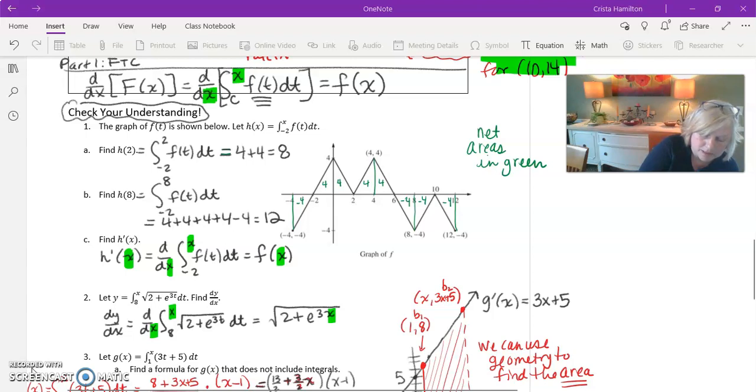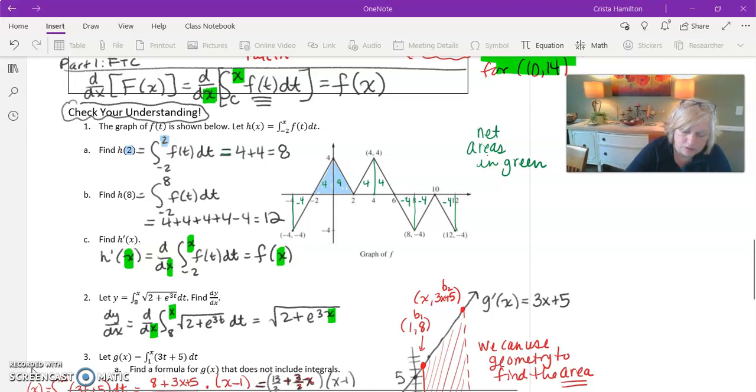Our upper bound here is 2. So we're trying to calculate h of 2. h of x is the accumulation function from -2 up to x, whatever your input is. So from -2 to 2, we're starting here at -2 and going all the way up to 2. So it represents the area under the curve from -2 to 2, and that's why I did 4 plus 4 and got 8 for that value.